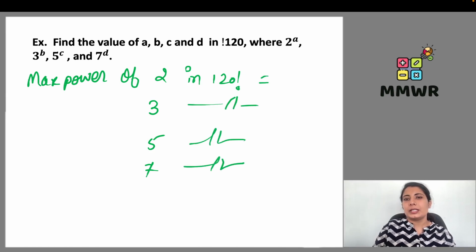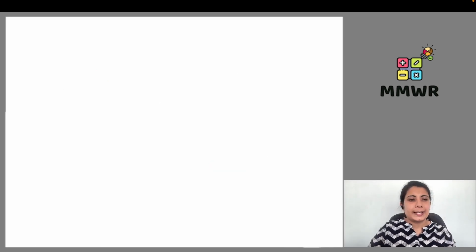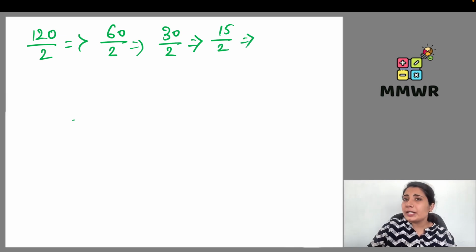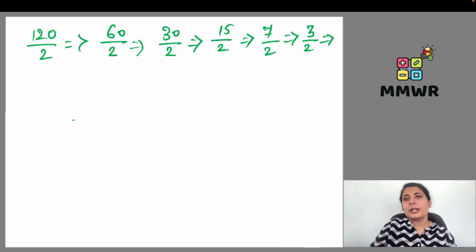Factorial 120, right? So for that, what will we be doing? For 2, I will be dividing it by 2. 120 divided by 2 gives me 60. 60 will be the quotient. Then 60 divided by 2, 30 times it will be divisible. 30 divided by 2, 15 times it will be divisible. 15 divided by 2, 2 sevens are 14. Then 7 divided by 2, 2 threes are 6. 3 divided by 2, 2 ones are 2. Now 1 is the quotient which will not be divisible any further.